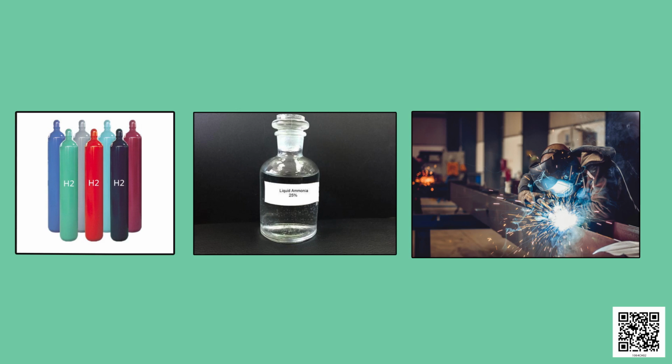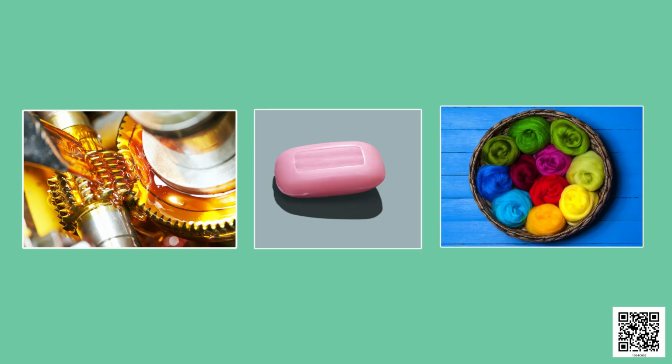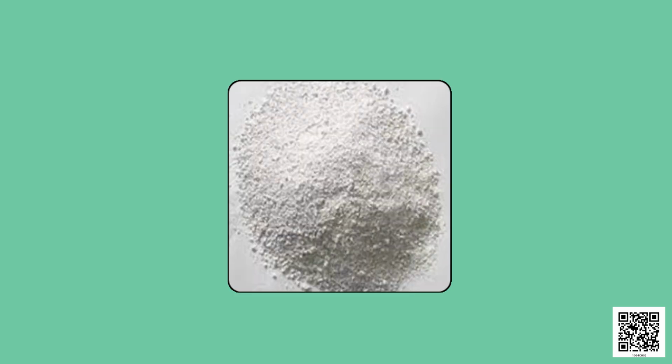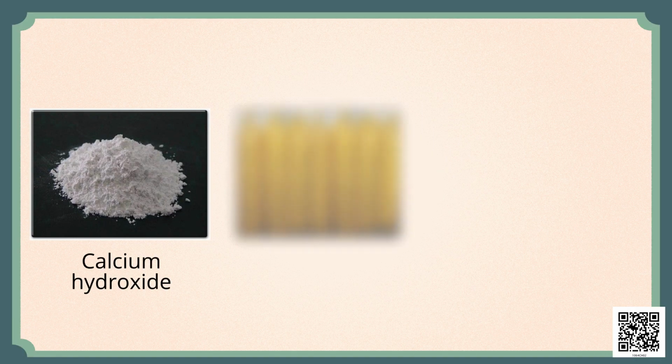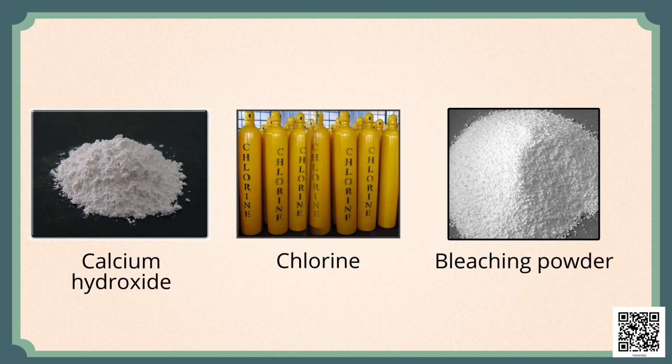Hydrogen gas produced is used as a fuel for making ammonia and for welding purposes. Sodium hydroxide is used in degreasing metals, making soaps and detergents, and for making artificial fibers. The chlorine gas produced in this process is used as a disinfectant for water treatment and in cleaning swimming pools. At the same time, it is also used for making bleaching powder.